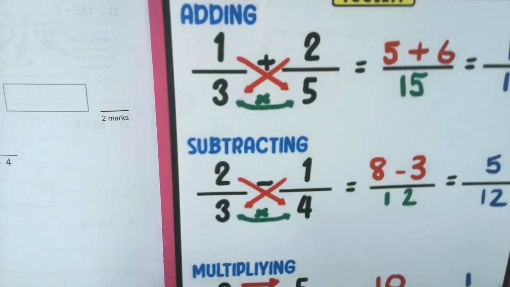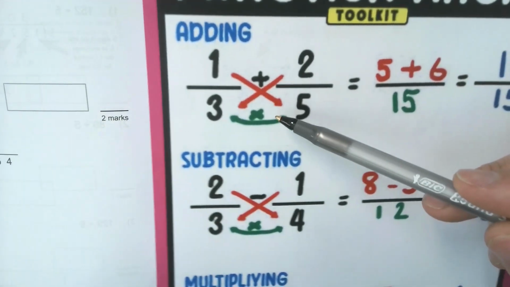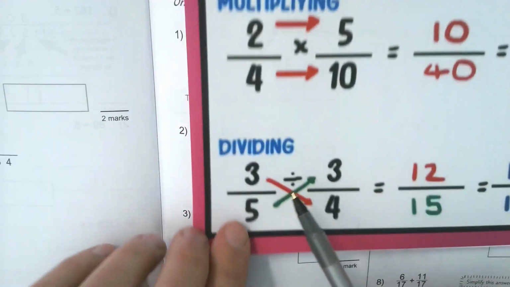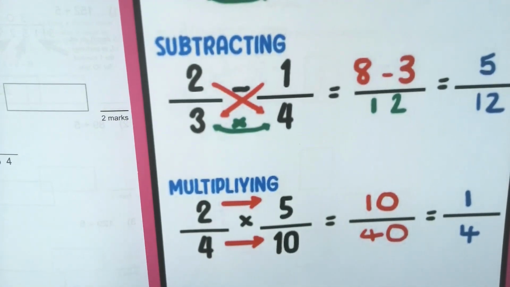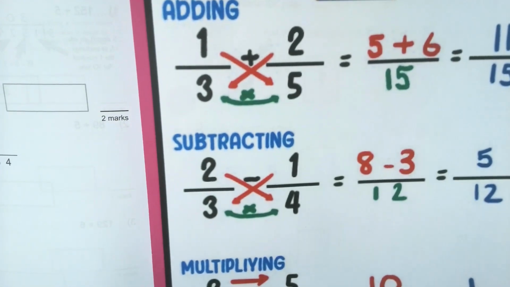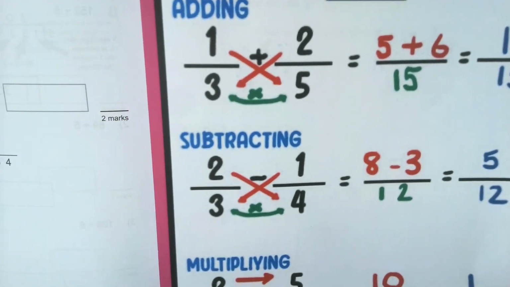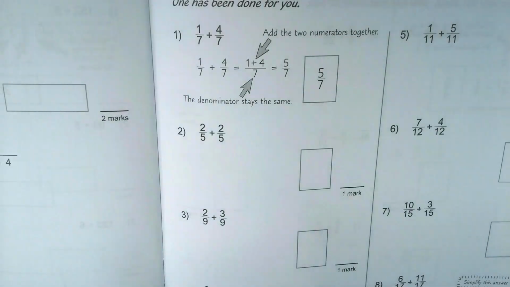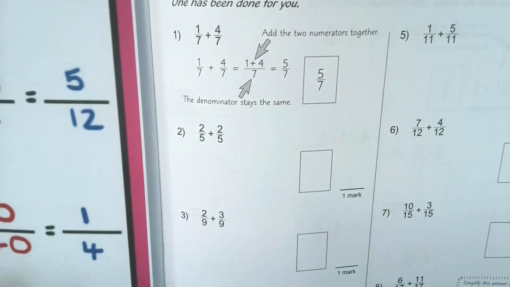Alright, so I do have a little hack and I've already made this. I'll post a link so you can download it if you want. To add, subtract, multiply and divide, I have a little hack. It just involves basically remembering where the arrows go. So let's have a look at what I mean by that. All right, let's start with the first one.